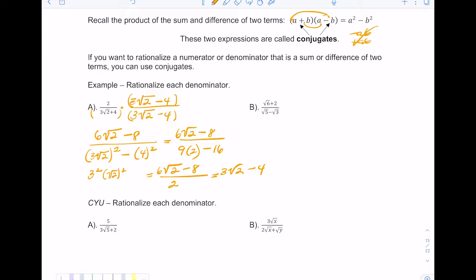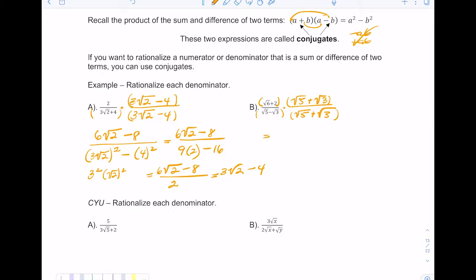For letter B, I'm going to multiply by the conjugate because I have a denominator with 2 terms and it's a difference. So I'm going to multiply by the sum. So I would have the square root of 5 plus the square root of 3 divided by the square root of 5 plus the square root of 3. And then to multiply, we're going to actually use FOIL for the numerator.